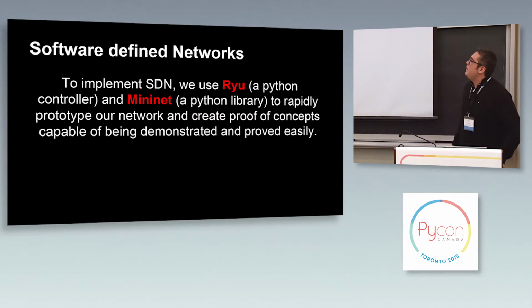So to implement an SDN, as I said before, we have frameworks that are written in Python. We have Ryu, it's a Python controller. Then we have Mininet, that's also a Python framework that we can use to prototype our network and our topology.